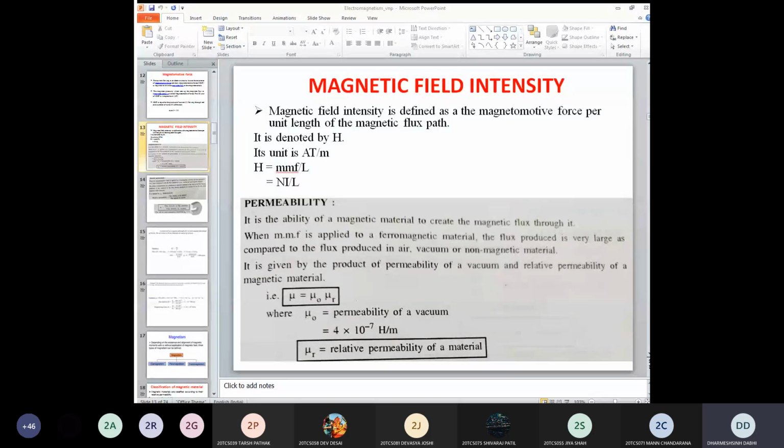Next term is relative permeability. Now you can see this term, see this slide. Then let us see the next slide. Relative permeability.